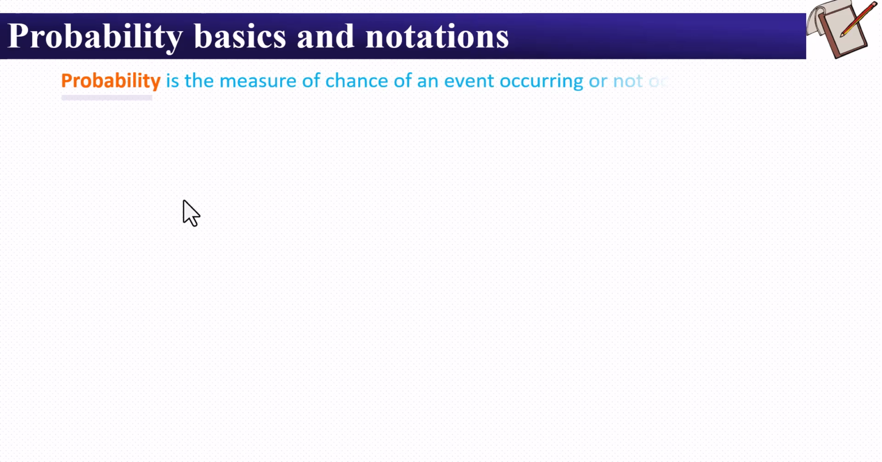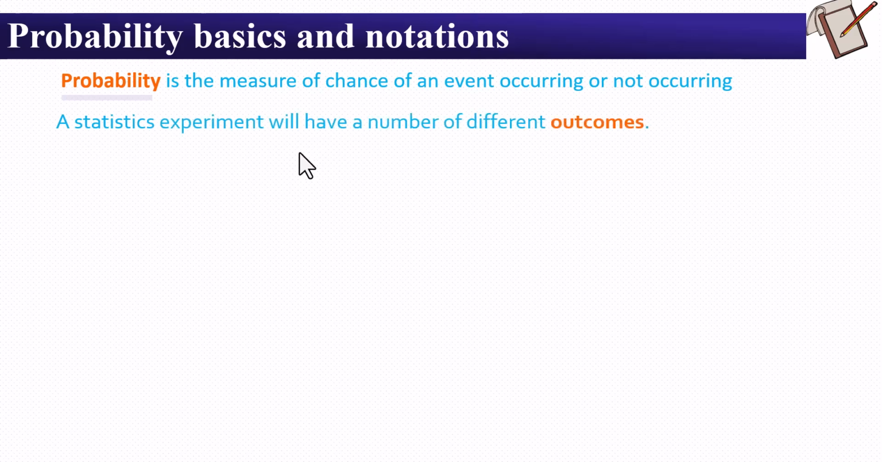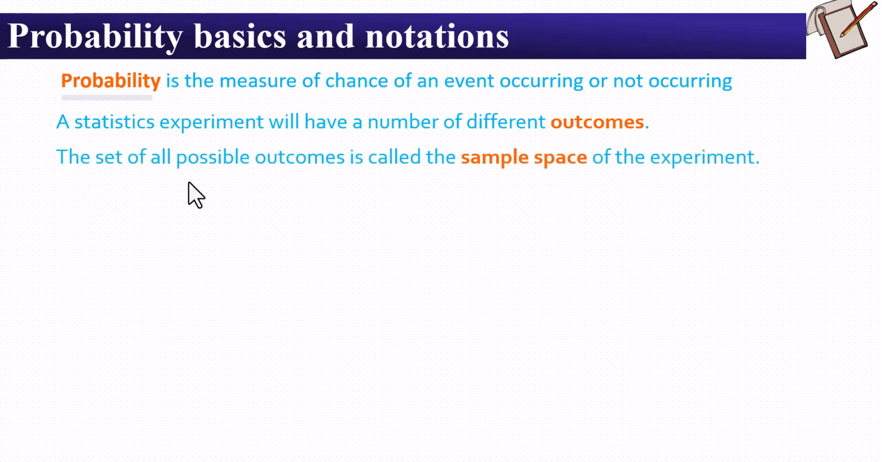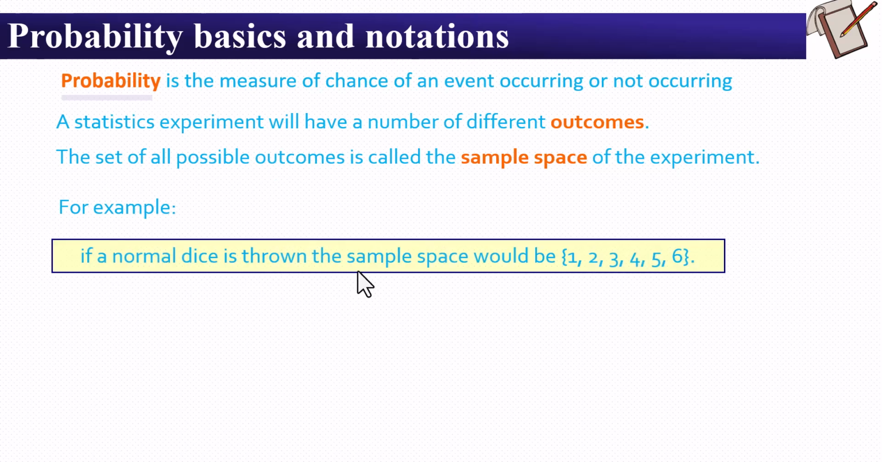Let's start with the definition of probability. Probability is the measure of chance of an event occurring or not occurring. In any statistics experiment, there will be a number of different outcomes, and the set of all possible outcomes is called the sample space of the experiment. For example, if a normal dice is thrown, the sample space would be 1, 2, 3, 4, 5, and 6.